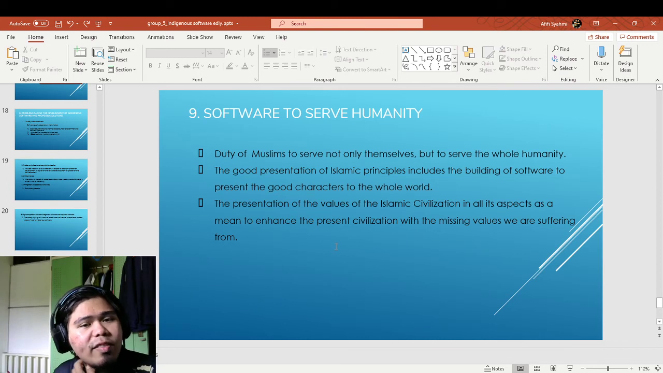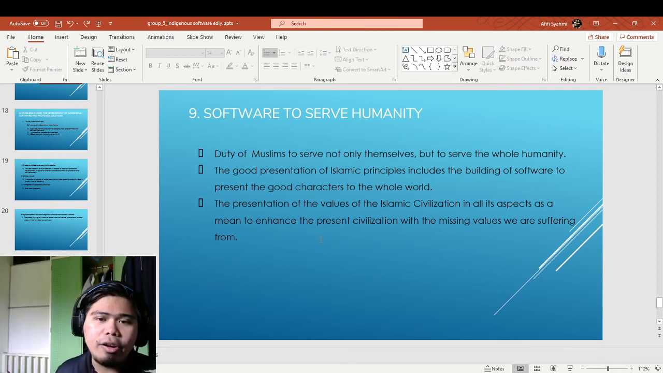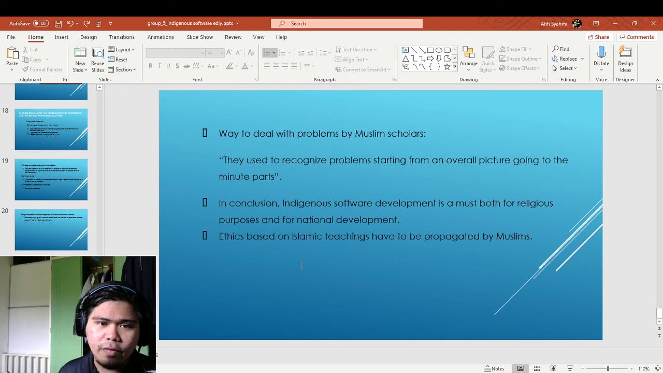Okay, software to serve humanity. The duties of Muslims are not only to serve themselves but to serve the whole community, humanity. So the good presentation of Islamic principles includes building software to present good character to the whole world, and presenting the values of Islamic civilization in all its aspects as a means to enhance present civilization with the missing values we are suffering from. Muslim scholars have said that they used to recognize problems starting from the overall picture going to the minute parts.